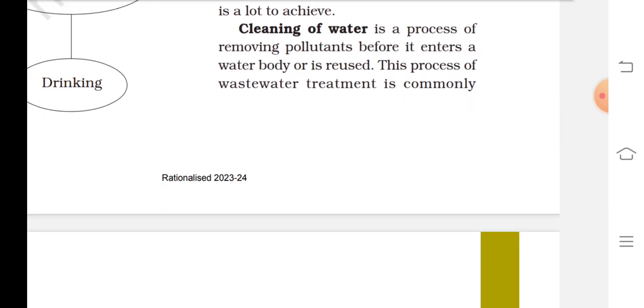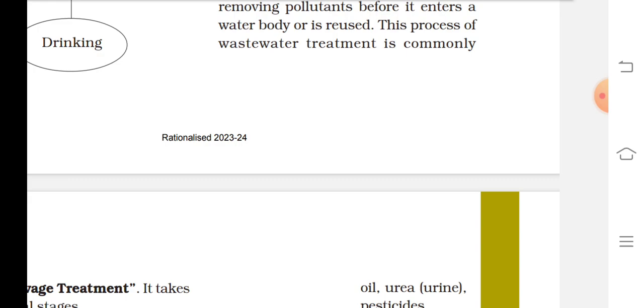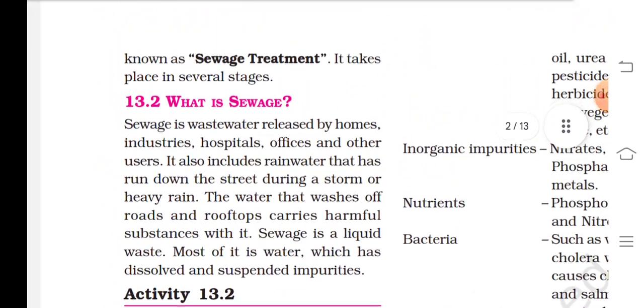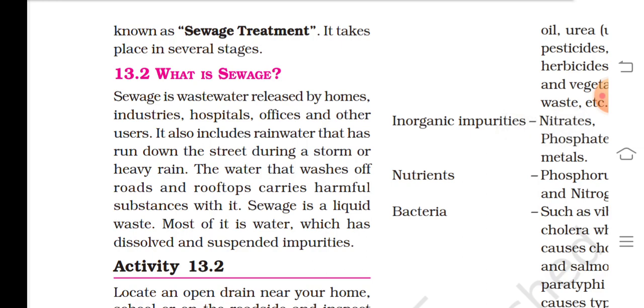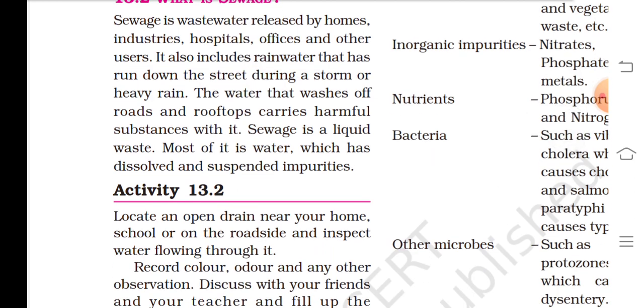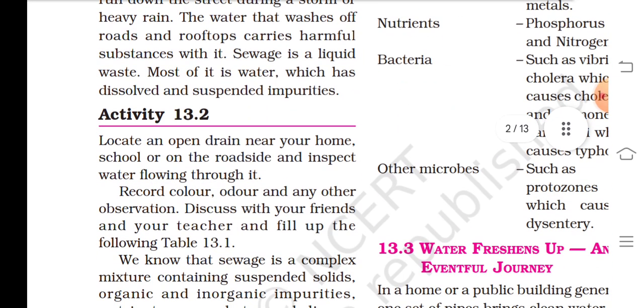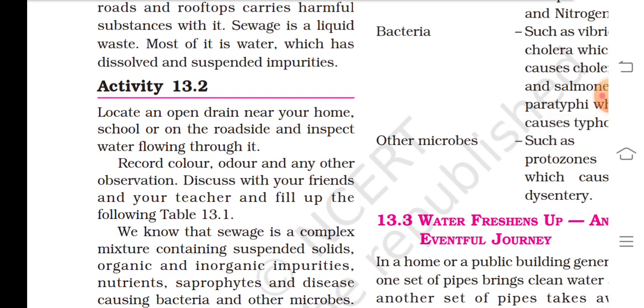Cleaning of water is a process of removing pollutants before it enters a water body or is reused. This process of wastewater treatment is commonly known as sewage treatment. It takes place in several stages. Waste is sewage. Sewage is wastewater released by homes, industries, hospitals, offices, and other users. It also includes rainwater that has run down the street during a storm or heavy rain. The water that washes off roads and rooftops carries harmful substances with it.